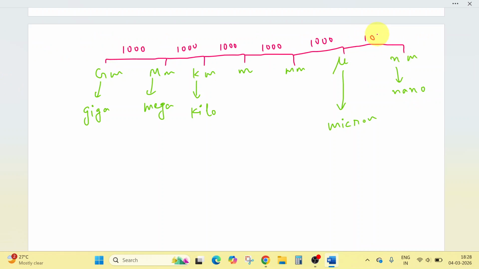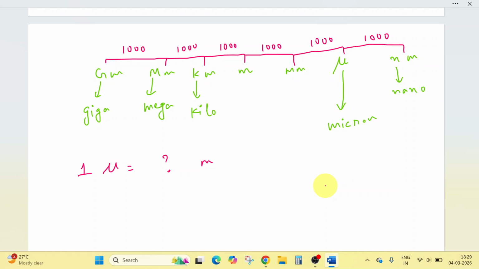Here also the gap is 1000. Now can you tell me 1 micron or micrometer equal to how much? Equal to how much meter? Tell me how much meter? Say it, Debdeep. 10 to the power minus 6 meter.